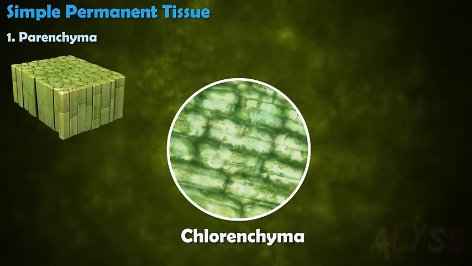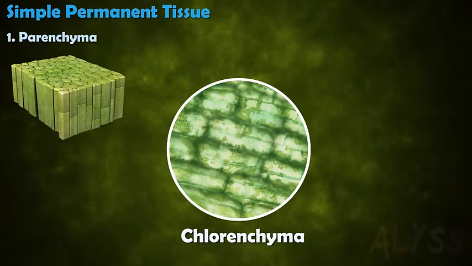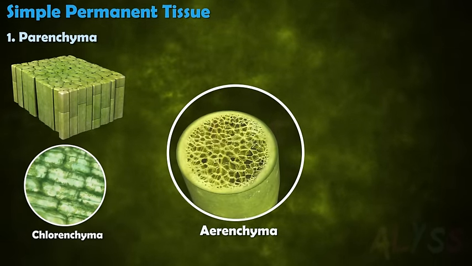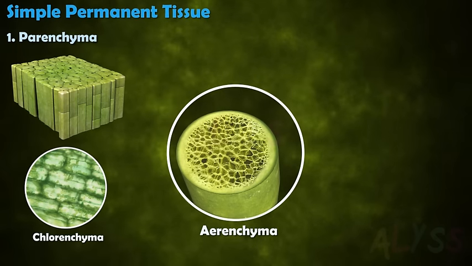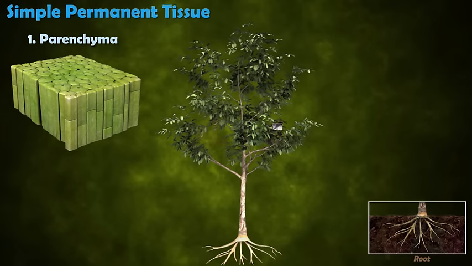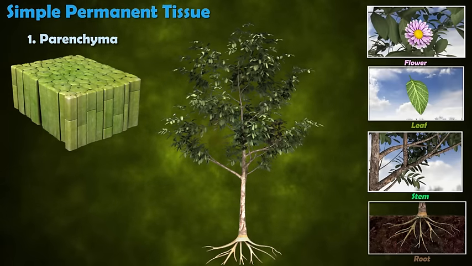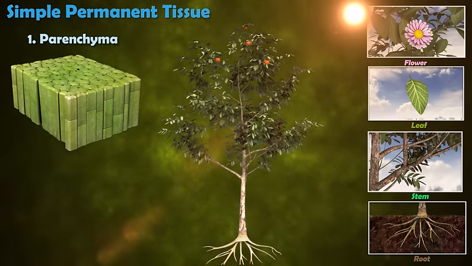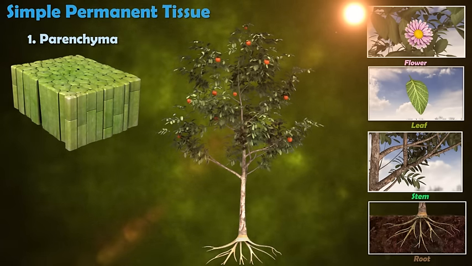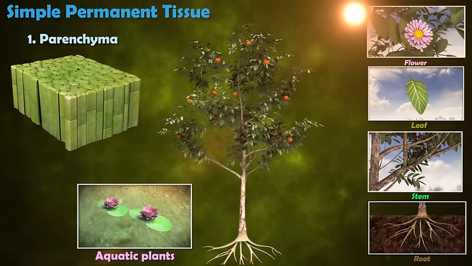The ones with chlorophyll are called chlorenchyma and help in photosynthesis. Some have air spaces and are present in aquatic plants for buoyancy. They are called aerenchyma. Parenchyma are found all over the plant body and help in storage, photosynthesis in some, and giving buoyancy in some, for example, aquatic plants.